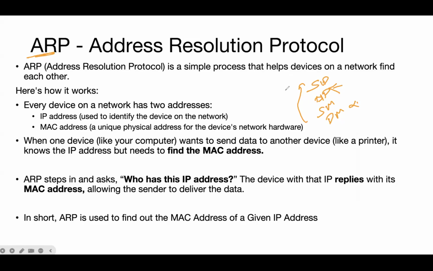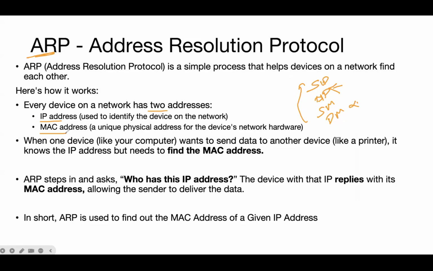See, every device on the network has two addresses, right? We know it has an IP address and it has a MAC address also. So when one device like your computer wants to send data to another device like a printer, it knows the IP address but needs to know the MAC address. So ARP steps in and asks, hey, here is the IP address, who has this IP address? This is called an ARP request. ARP request means I will ask a question: who has this IP address?